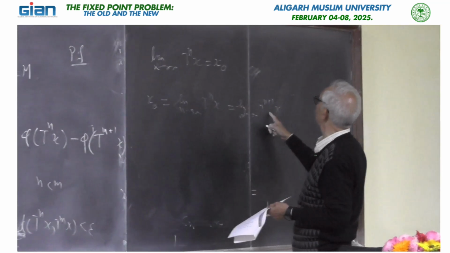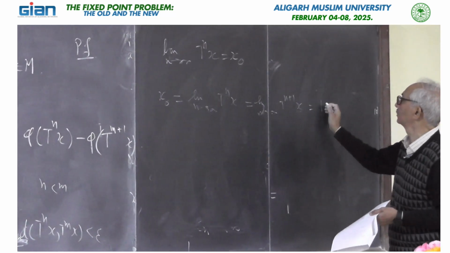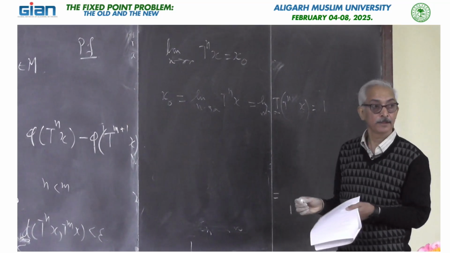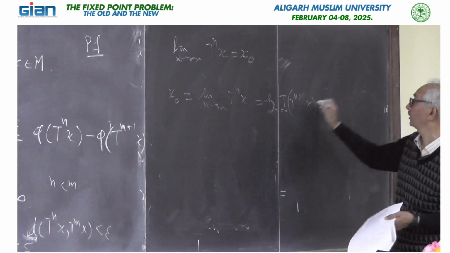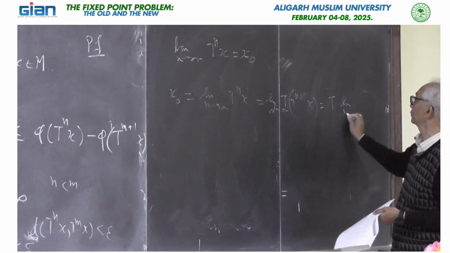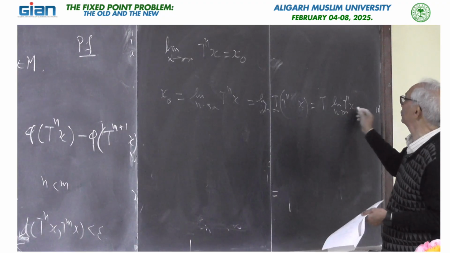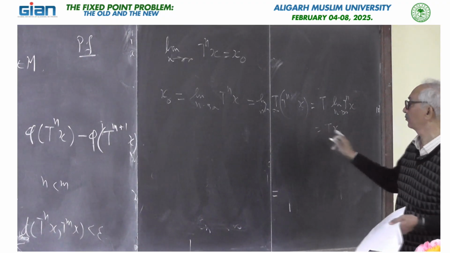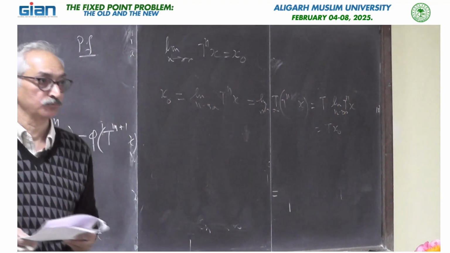And so now you take that one T, and being continuous you can write it as T of this thing, and T being continuous you can take the limit inside, so T of the limit as n tends to infinity of T^n x, and this is x0, so this is T of x0. So, x0 equals T x0. So, this x0 is a fixed point.